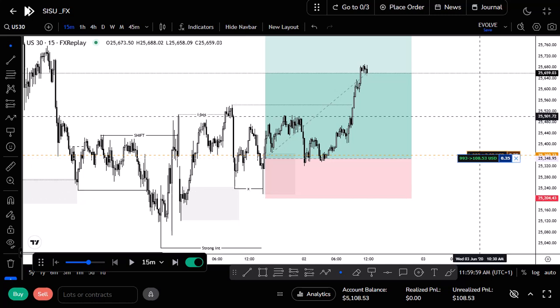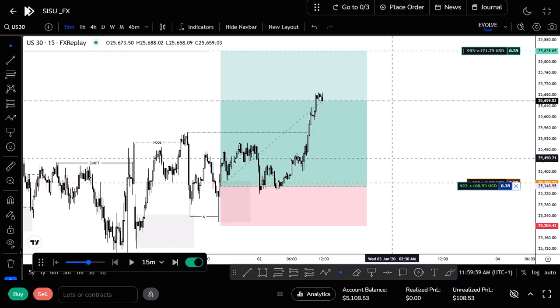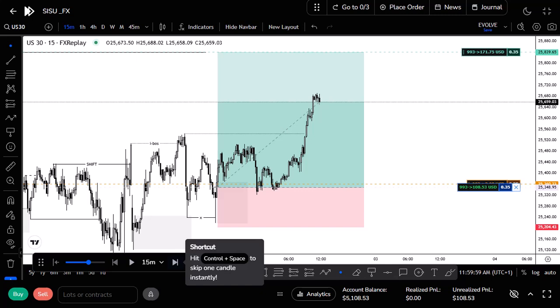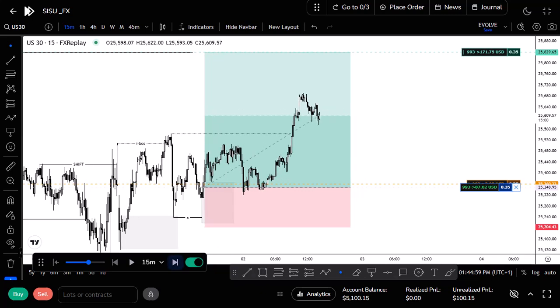So you want to rely on structure, order flow, liquidity, and most importantly, entry model. If you don't see your entry model, you don't want to get involved. You have no business with the trade. You don't want to get involved, right? So enough talking, I talk too much. Let's just play price forward and see what will happen.